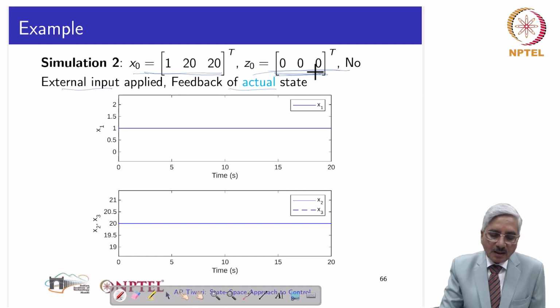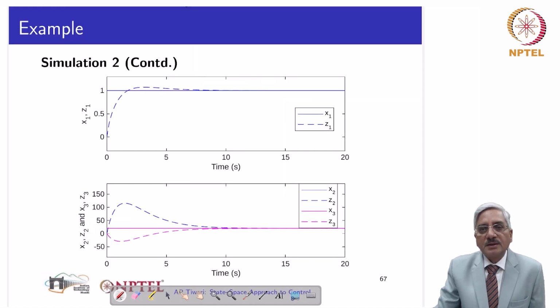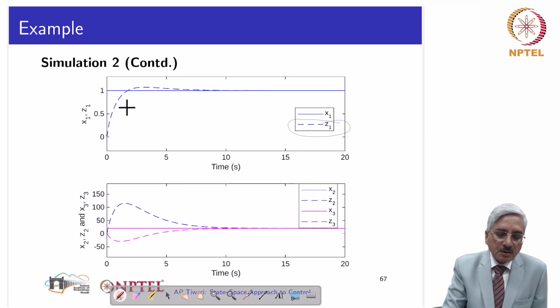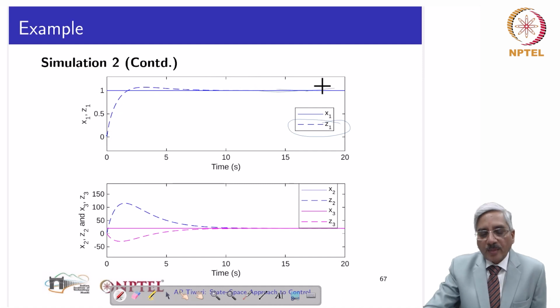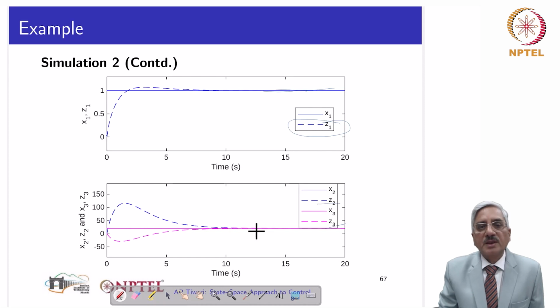So, as expected, x1, x2 and x3 are steady at their equilibrium values, no transient. How the observer states behave, that is the point to be seen. So, we see that the first state of the observer, z1, starts from 0, but after some time it starts overlapping with x1, it becomes almost the same as x1, and so do z2 and z3. They become equal to x2 and x3 respectively.